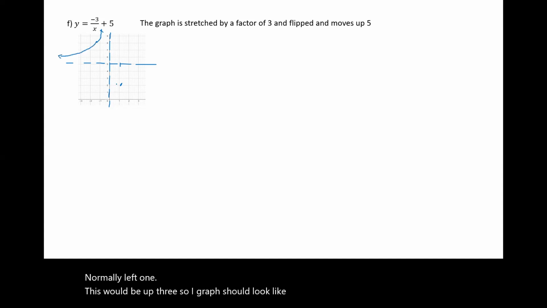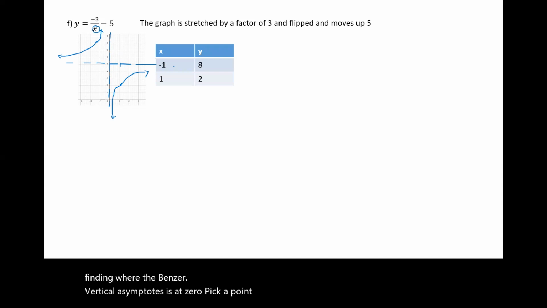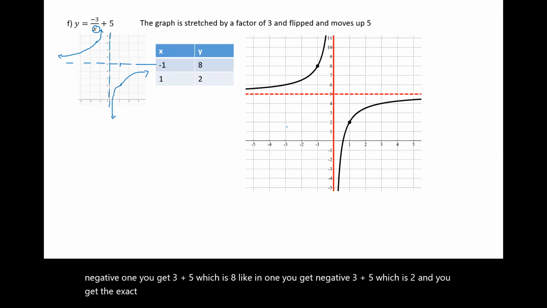If you don't like that method of finding where the bends are, vertical asymptote is at 0, pick a point on either side and plug them in. When you plug in negative 1, you get 3 plus 5, which is 8. Plug in 1, you get negative 3 plus 5, which is 2, and you get the exact same points. Better looking version is here, and then let's find the x and y intercepts.